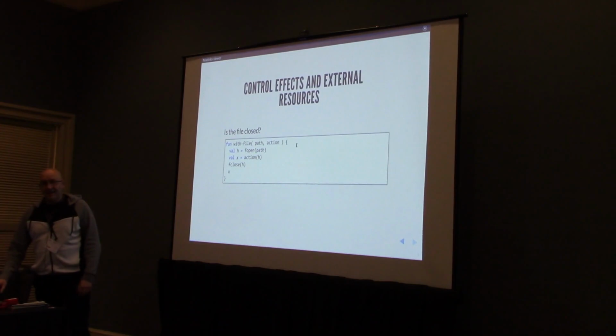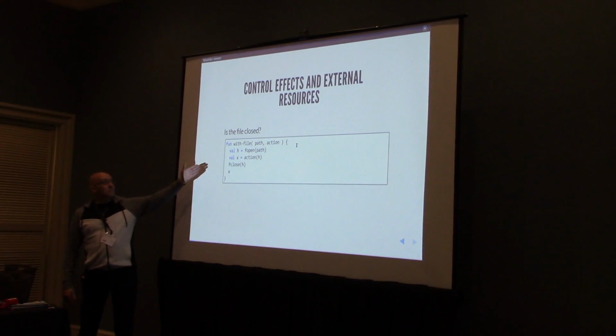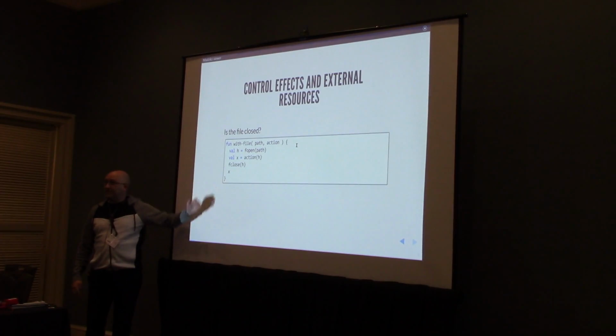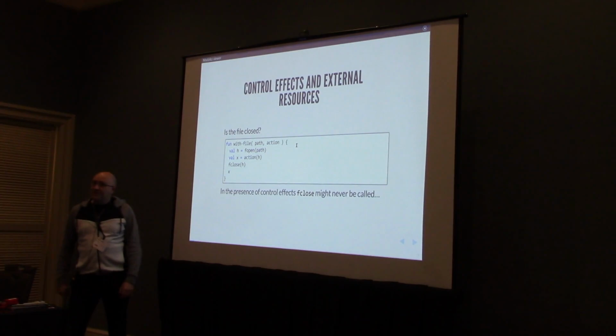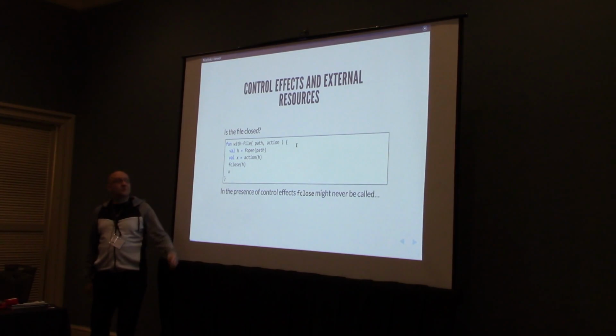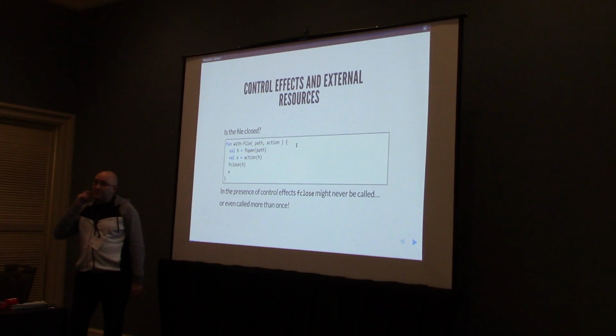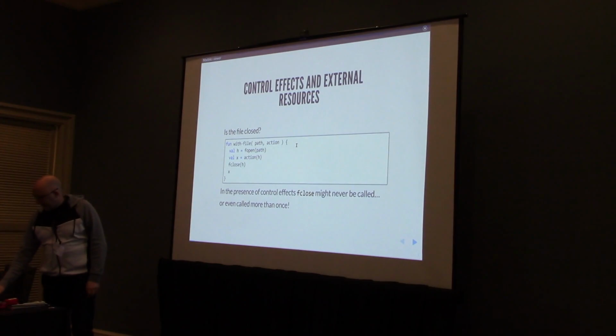And it looks like this, right? I open a file, I'm going to do something, and I'm going to close the file. And then, will the file always be closed or not? That's the question, because I'm using some external resource. Of course, in practice, as soon as you have more effects, like exceptions, the file may not be closed, because this action may throw an exception. Or if things are more general control effects, maybe you'll try to close the file twice because the action returns more than once. And this is the problem I want to look at during today's talk.